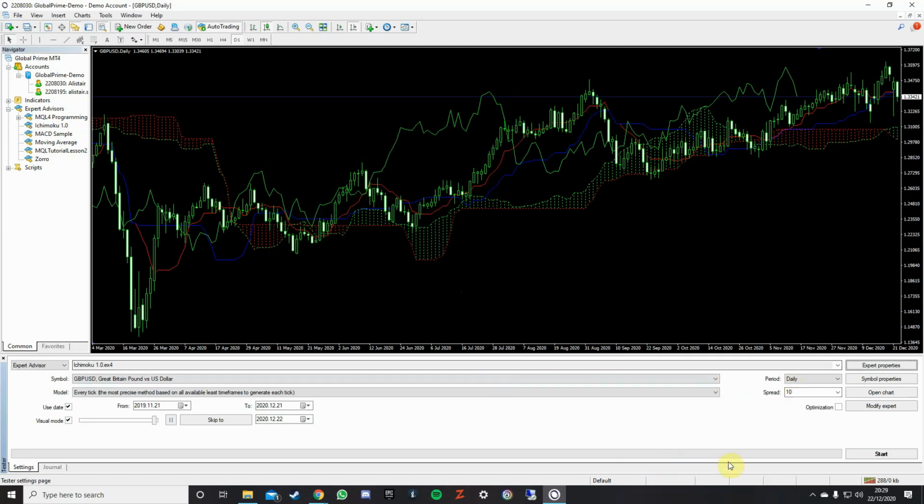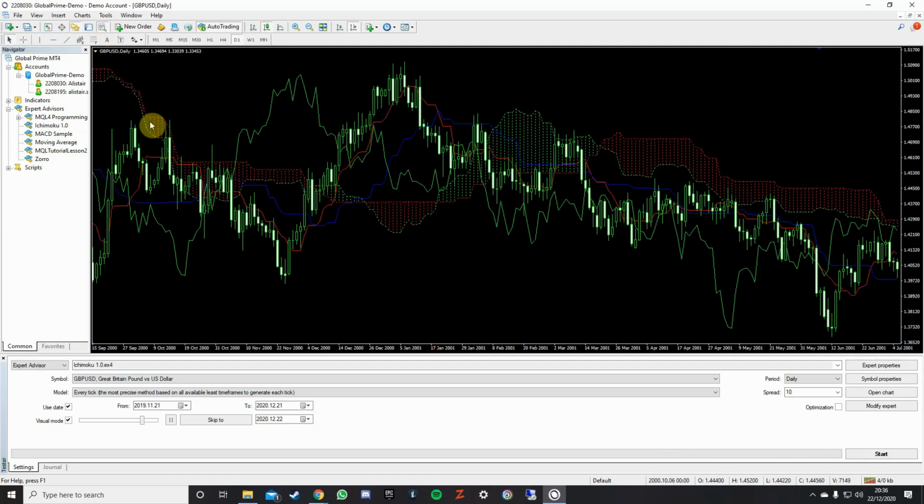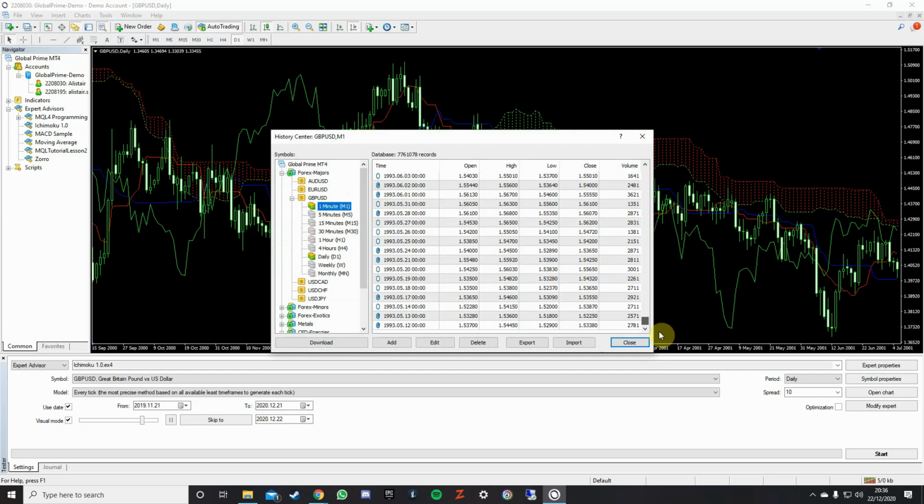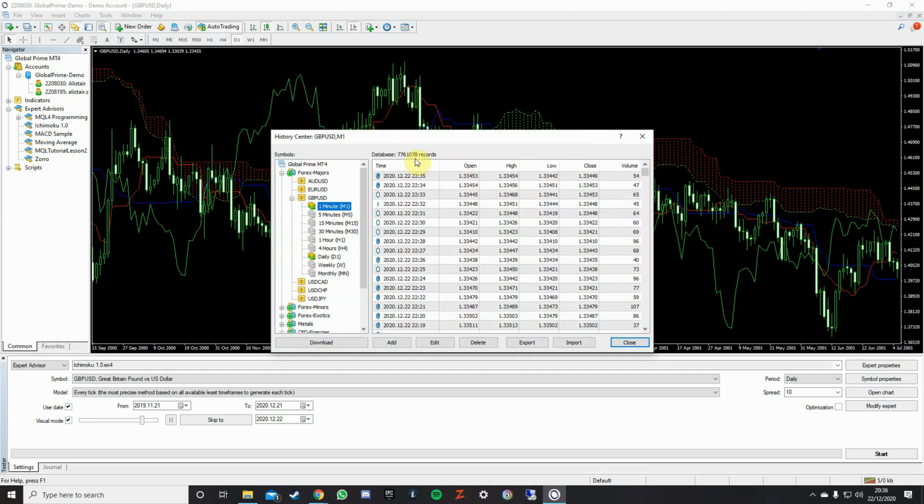Now, before you start and get carried away, one thing you've got to do is make sure you've got history, you've got data to test your system on. To get history data, I'm going to go over to my history center, which is under tools, history center. I'm going to go to the pound, and you can see here at the moment on my M1, I've got data going back to 1993, which is great, and that's a lot of records.